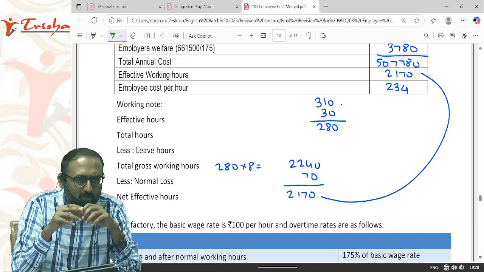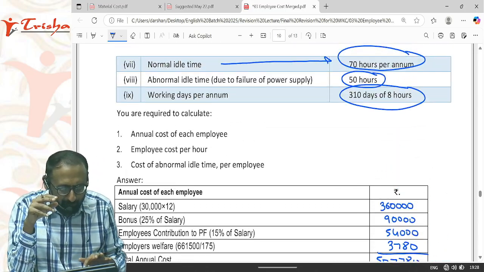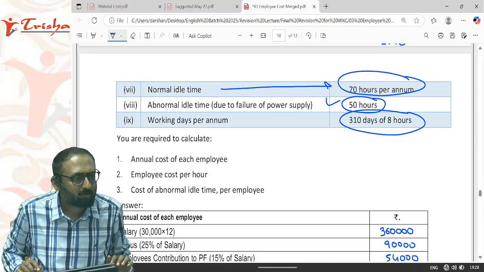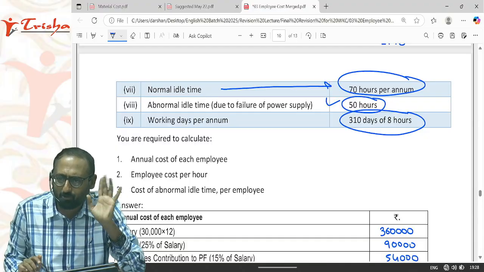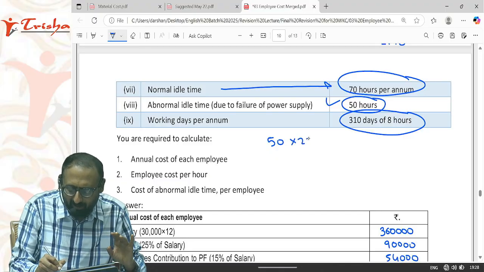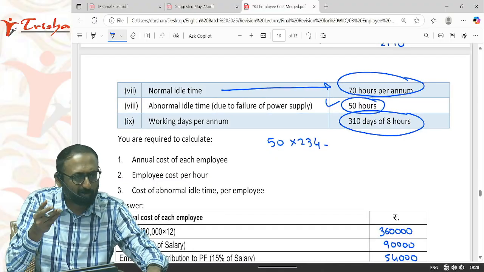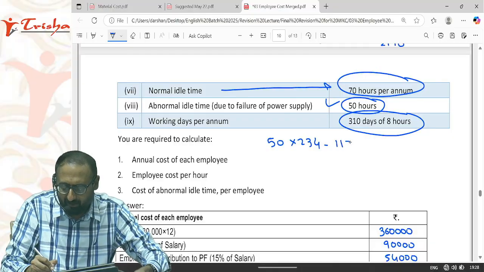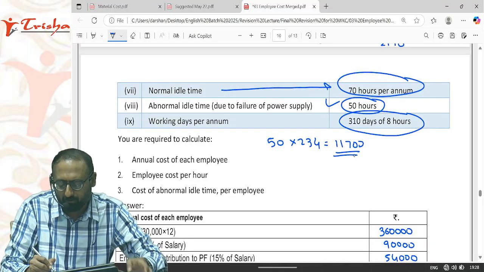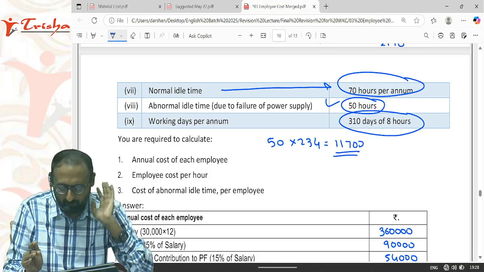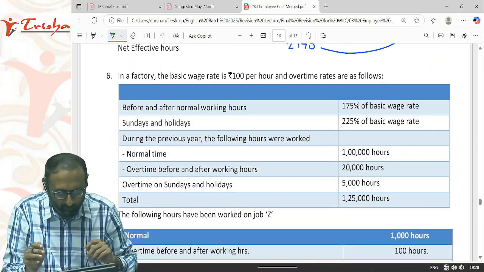How much is your abnormal idle time? Check, abnormal idle time is also given in the question. Is it 50 hours? Abnormal idle time will be transferred to costing profit and loss account. So it is simple: 50 hours multiplied by 234, the effective rate per hour. So 234 multiplied by 50, is it 11,700 that will be transferred to costing profit and loss account? Yes or no? Is it clear to every one of you? Perfect? So this was the main important question.